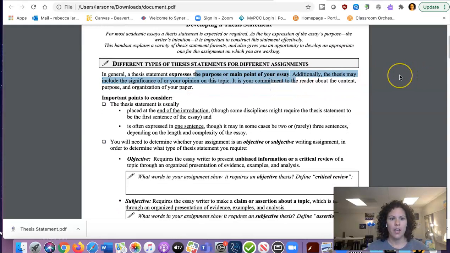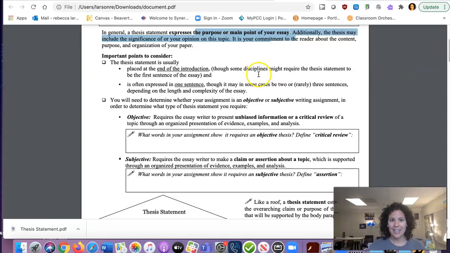So here, there are some important points to consider. It's usually placed at the end of the introduction, but as we've seen from our mentor text, oftentimes it's not. It can be, absolutely, but sometimes it's a couple paragraphs in. It's often expressed in one sentence, just for clarity's sake. Sometimes it's two, but very rarely is it longer than that. When students have longer theses like that, I think they're trying to do too much in the essay.